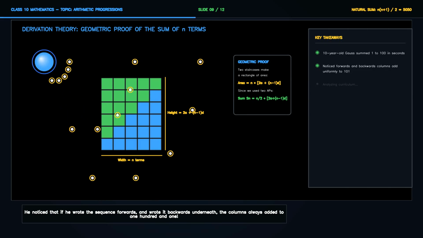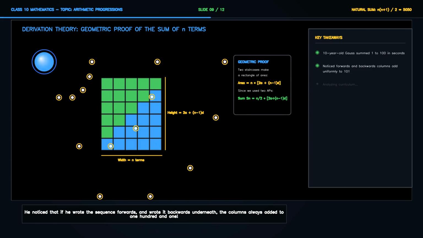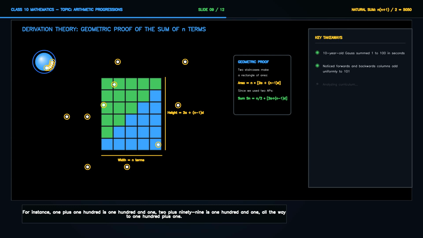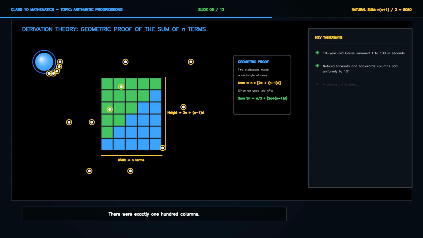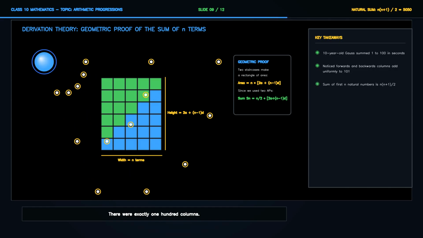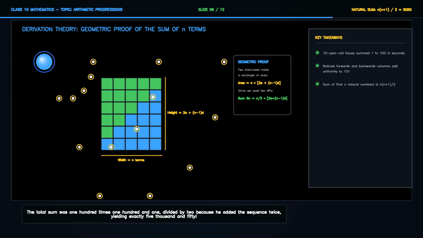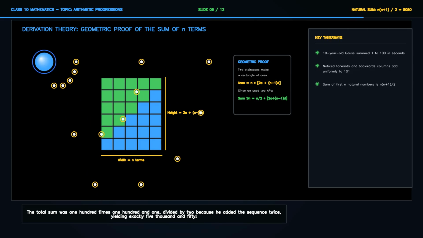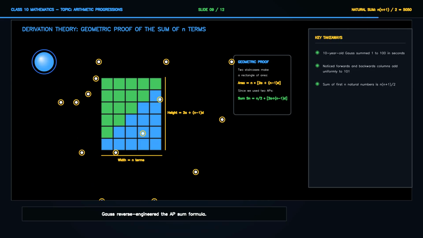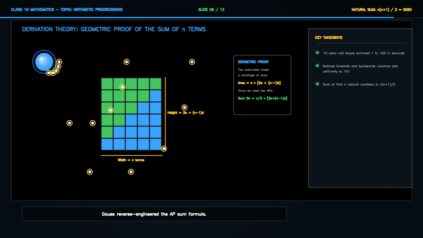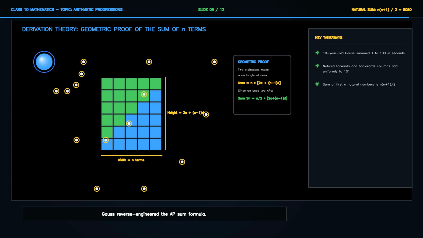He noticed that if he wrote the sequence forwards and wrote it backwards underneath, the columns always added to 101. For instance, 1 plus 100 is 101, 2 plus 99 is 101, all the way to 100 plus 1. There were exactly 100 columns. The total sum was 100 times 101, divided by 2 because he added the sequence twice, yielding exactly 5,050. Gauss reverse-engineered the AP sum formula.